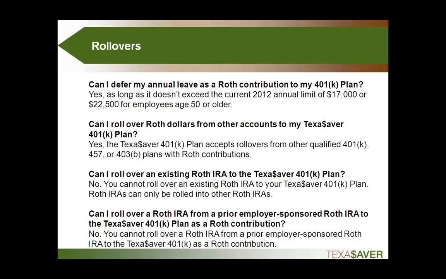What if you had a Roth IRA from a prior employer? Would that be eligible for a rollover? The answer again is no. You can't roll over a Roth IRA from a prior employer-sponsored plan if it's a Roth IRA to the Texas Saver plan. Like plans must transfer to like plans.